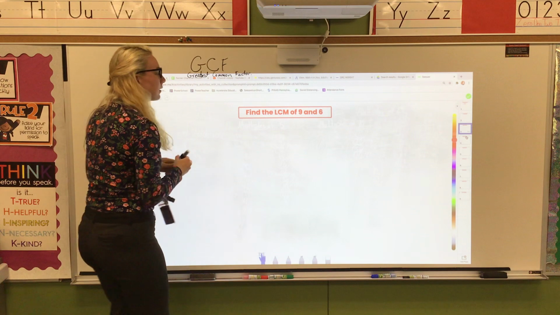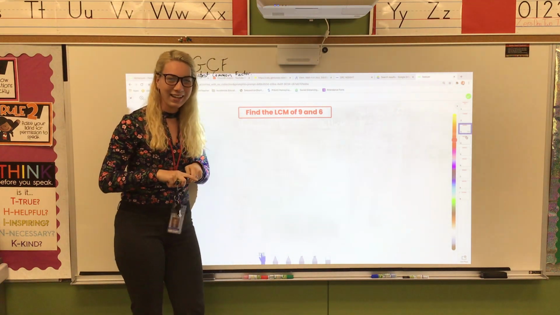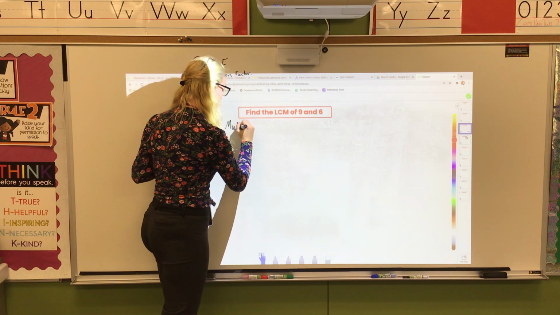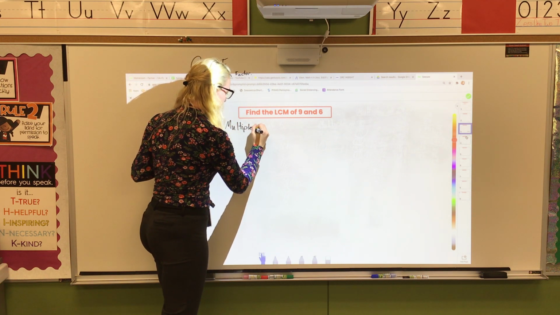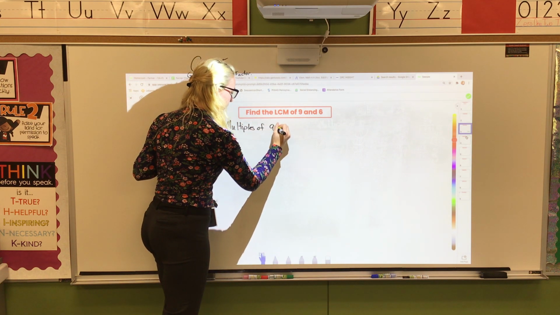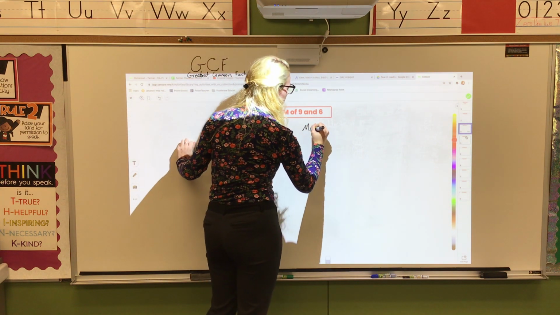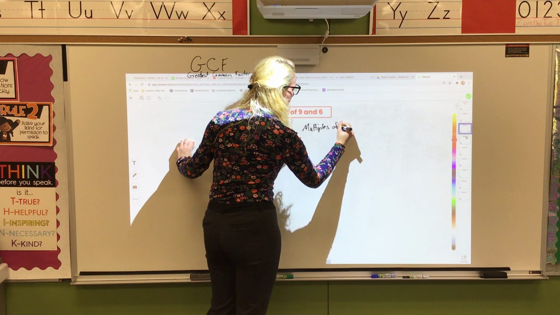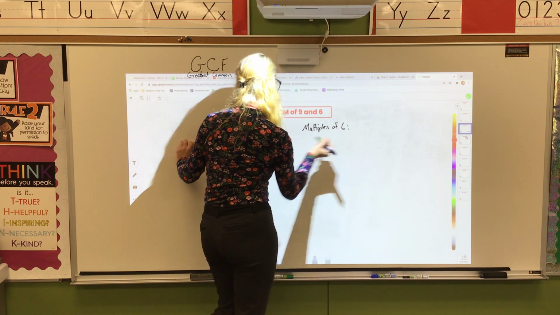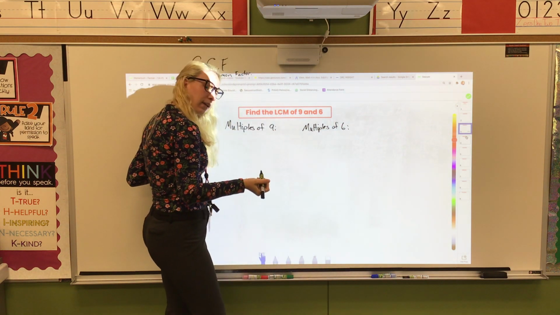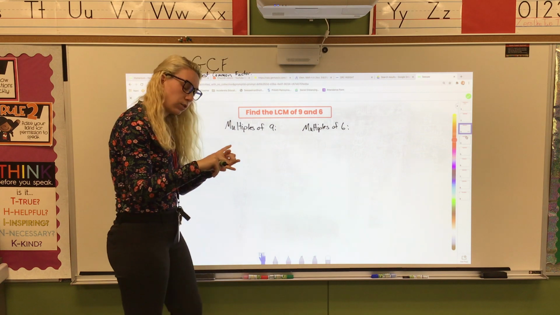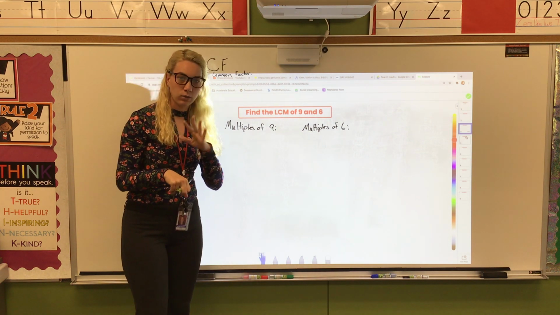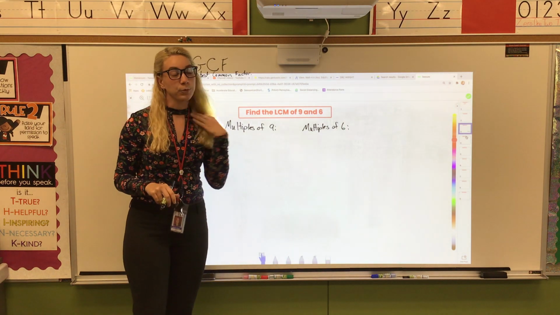We'll do this one next, the least common multiples of 9 and 6. So we'll have multiples of 9 over here, and then multiples of 6. Of 9, if you can't count by 9s, remember you can do repeated addition, you can use a number line, you can do skip counting, or you can multiply. Those are your options.